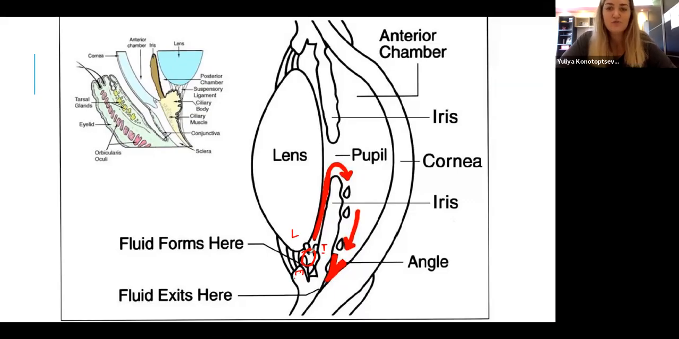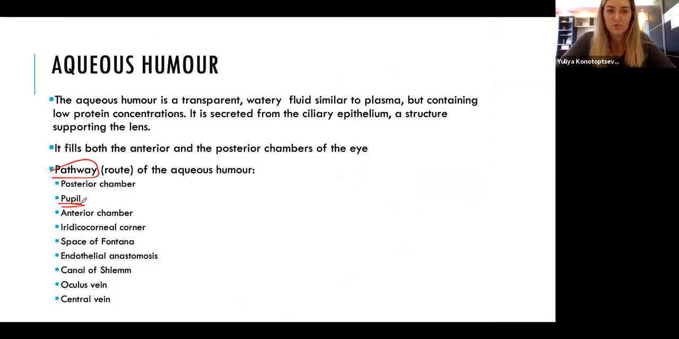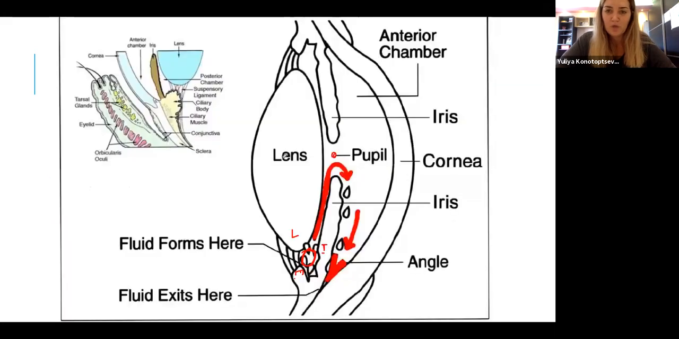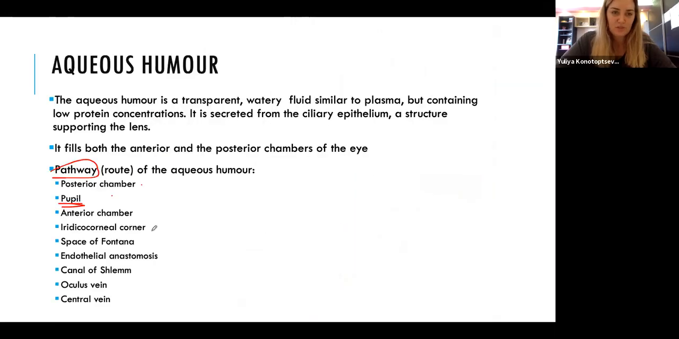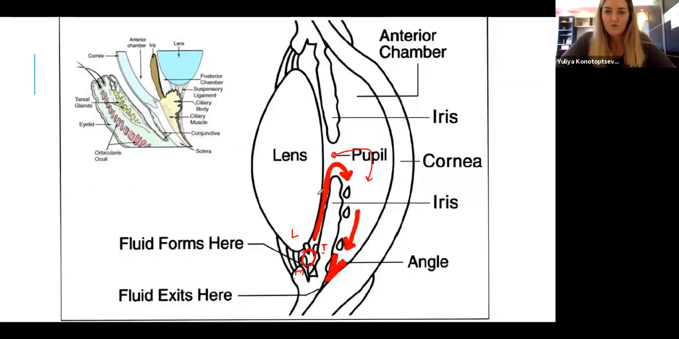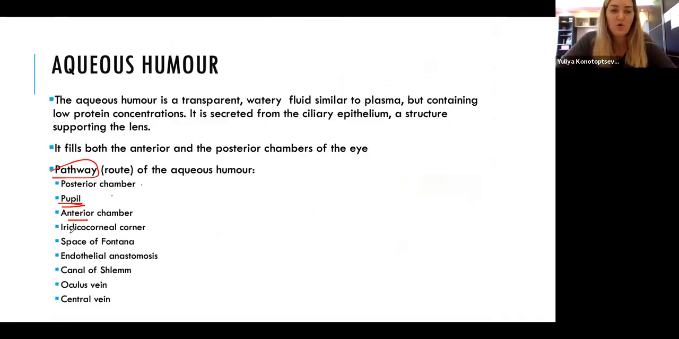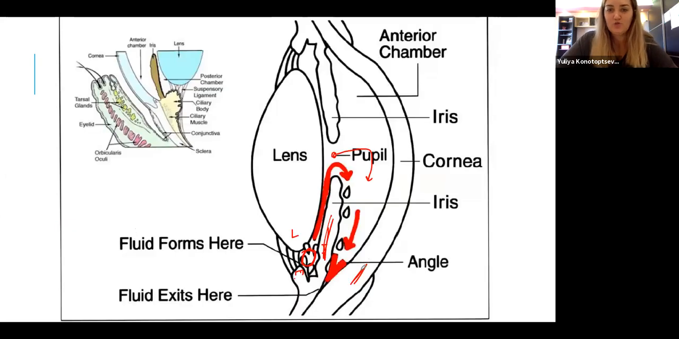The aqueous humor starts to flow from the posterior chamber into the pupil, right? So you can see that the next one is the pupil. We start posterior chamber, then pupil. From the pupil, the aqueous humor starts to flow into the anterior chamber. So you can see that this is the third place. From the anterior chamber, it flows into this angle right here. This angle is between your iris and cornea. So as a result, this angle is called iridocorneal angle or iridocorneal corner. So that's the area where the aqueous humor starts to flow.